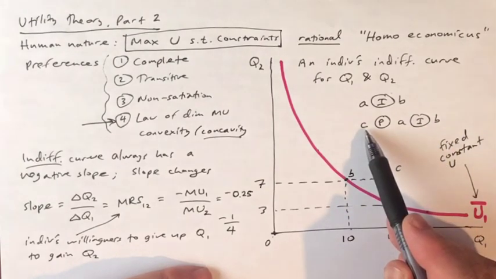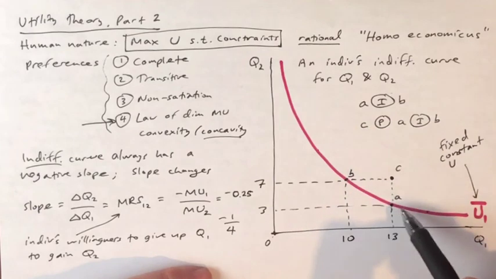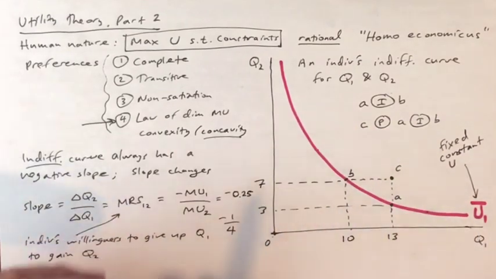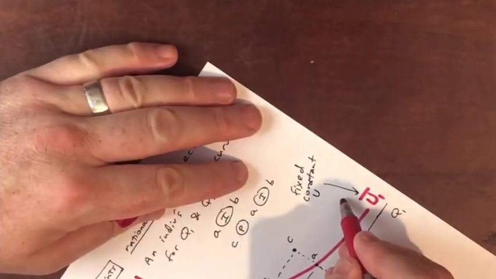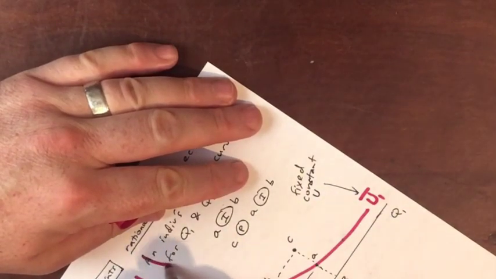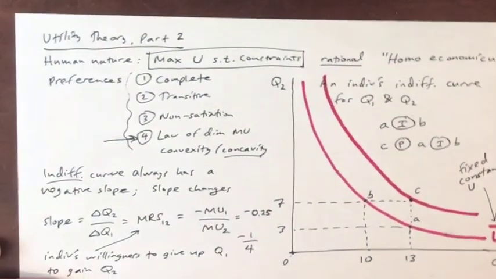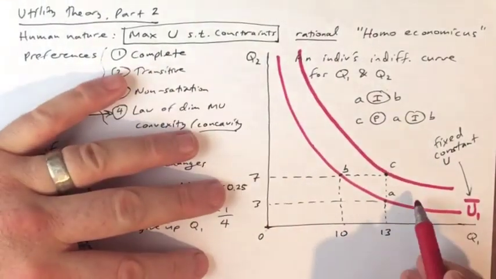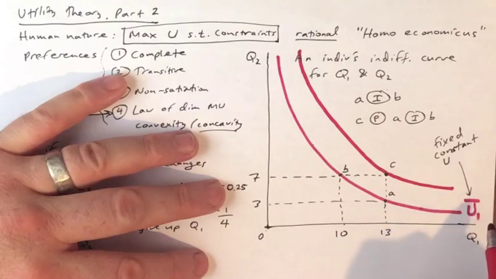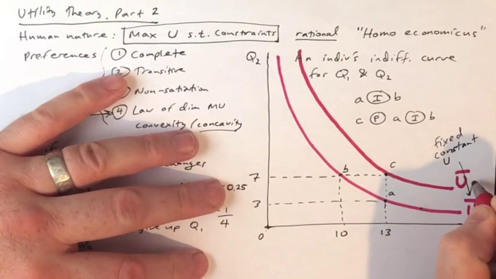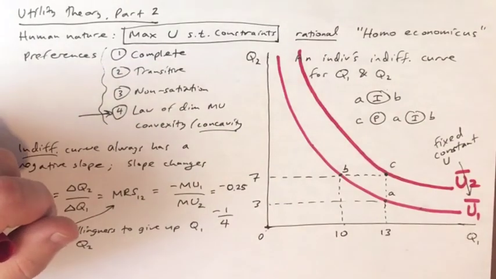Now, if you prefer C over either of these points, well, that changes our situation, right? Okay, so we're not on the same indifference curve. We must be at a higher level, okay? So a higher level implies that we are on a higher and better indifference curve. We could call this one indifference curve 2, okay?